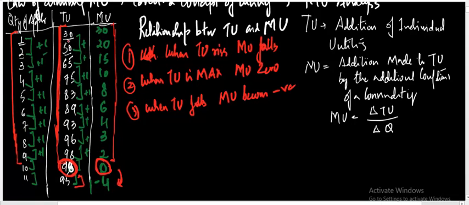Firstly, when total utility rises, marginal utility falls. When total utility is maximum, marginal utility is equal to 0. When total utility falls, marginal utility becomes negative. So the three relations: when total utility rises, marginal utility falls. When total utility is maximum, marginal utility is 0. When total utility falls, marginal utility becomes negative.